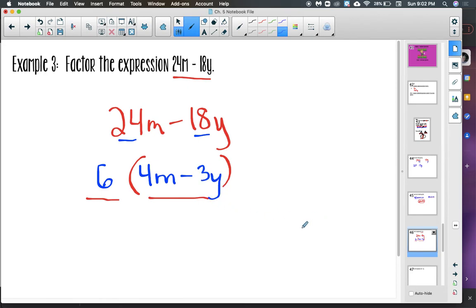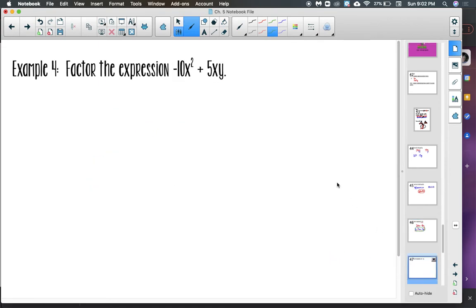And you are going to be tempted to multiply that 6 back into those parentheses, but I need you to stop right there. This is our factored form. Remember, the definition of factoring is to write the expression as a multiplication problem, and that's exactly what we've done. It's kind of like doing the inverse of the distributive property. Okay, I've got 2 more examples. I'm going to make them go really, really fast.